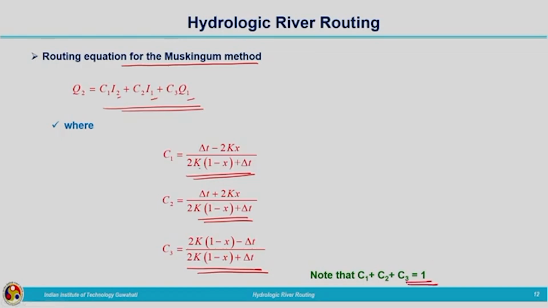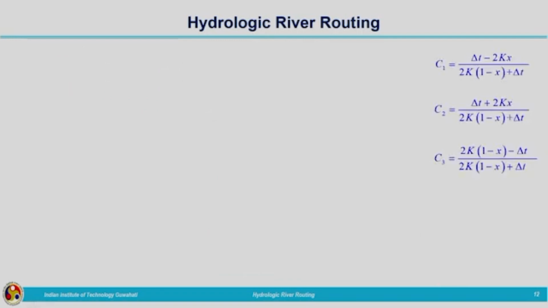That is, the denominator is 2k(1 - x) + delta t. You add the numerators: delta t - 2kx + delta t + 2kx. So, 2kx gets cancelled, giving 2 delta t + 2k(1 - x) - delta t. It will come out to be 2k(1 - x) + delta t. Both numerator and denominator are the same, so that will be equal to 1. So, the summation of these coefficients in the Muskingum equation, C1 + C2 + C3, is equal to 1. These are our Muskingum coefficients.